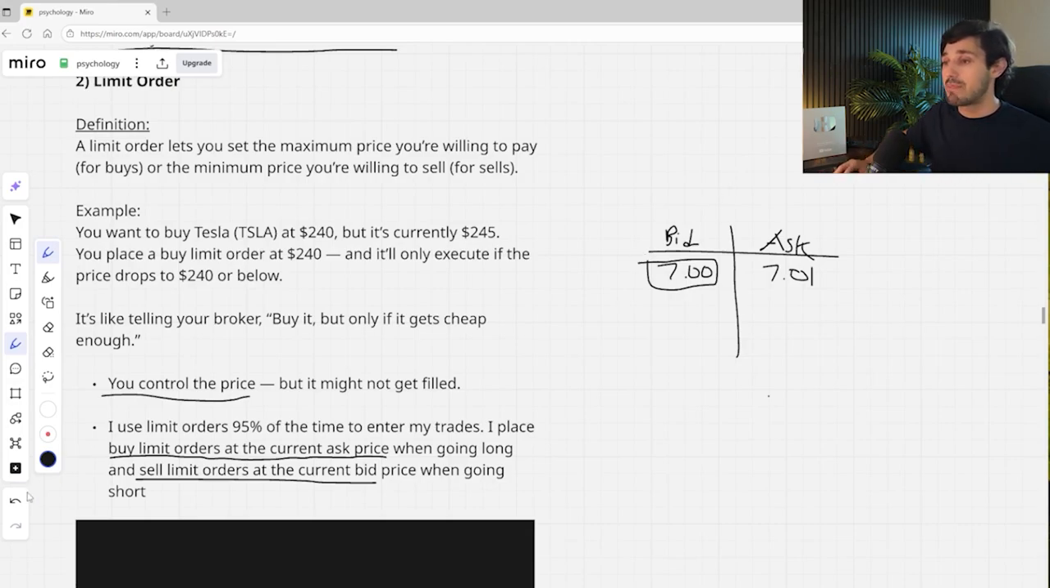I place buy limit orders on whatever the current offer is to make sure I get filled here or better and I don't get filled late. Whenever I'm going short, I place sell limit orders on the bid price, and that ensures I either get filled at $7 or better and I don't get filled late if the price continues to drop, okay?